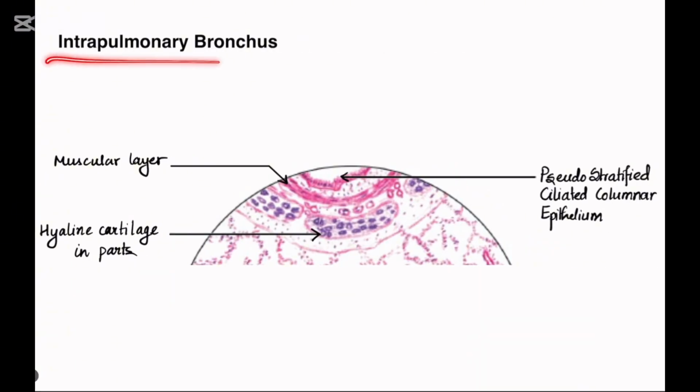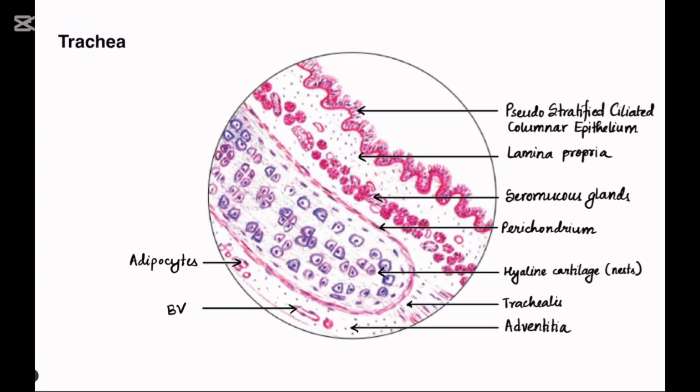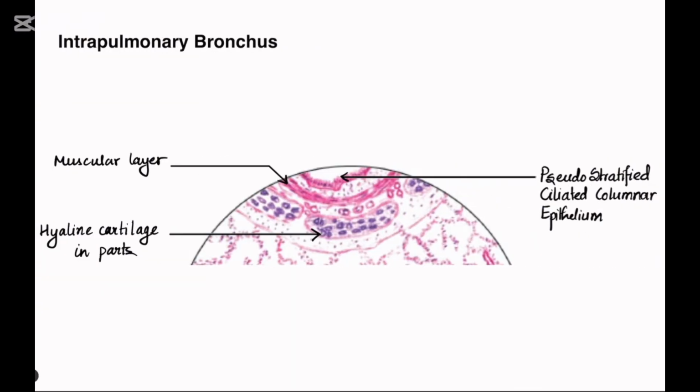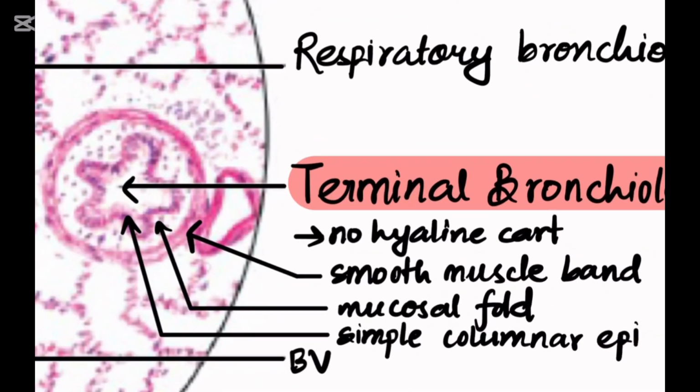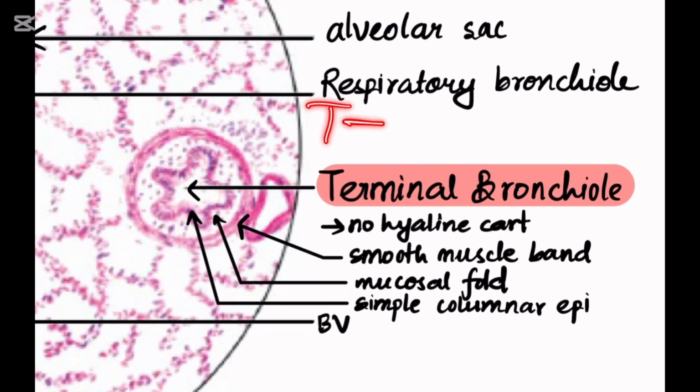After trachea, we have intrapulmonary bronchus. The way to differentiate between trachea and intrapulmonary bronchus is that trachea has a continuous C-shaped hyaline cartilage with its free end connected with trachealis. On the other hand, intrapulmonary bronchus contains hyaline cartilage in parts, and these parts, they are not connected with one another by any smooth muscle. However, there is an extra layer of muscle surrounding the mucosa. Then we have lung with various structures. So we are done with trachea and then bronchus.